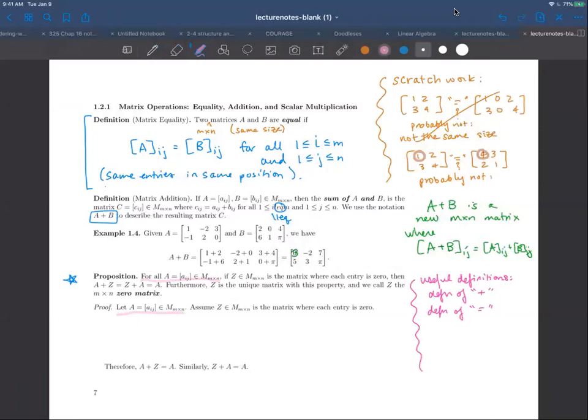The next thing I have is this if statement: if Z is the matrix where each entry is 0, then something's going to happen. And in my proof, I say, okay, sure. If that's the case, let me assume that that's the case.